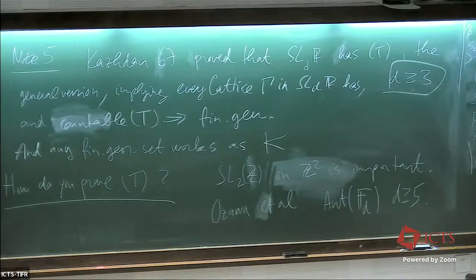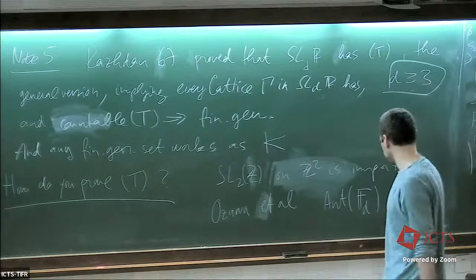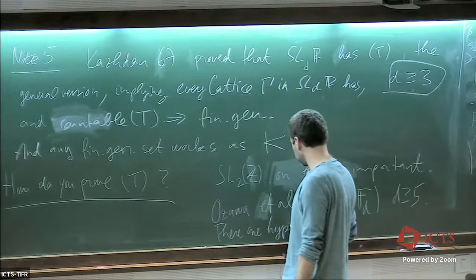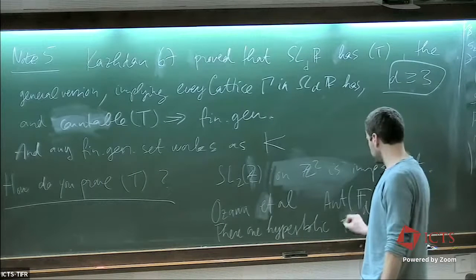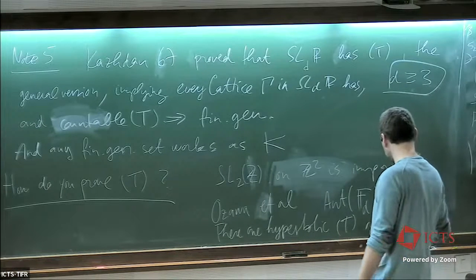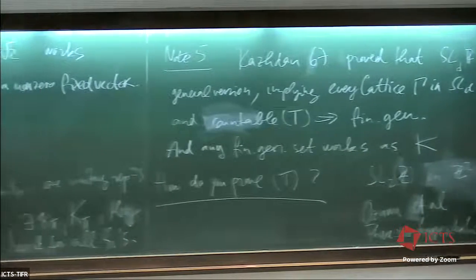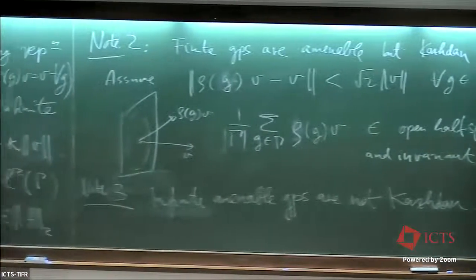There are hyperbolic Kazhdan groups, also among these matrix groups. So there are all sorts of examples, but it's not completely well understood who the Kazhdan groups are. Okay, maybe I leave the definition.